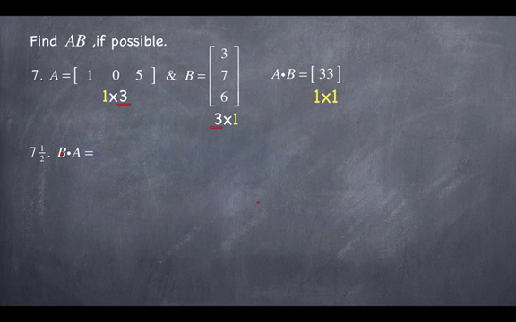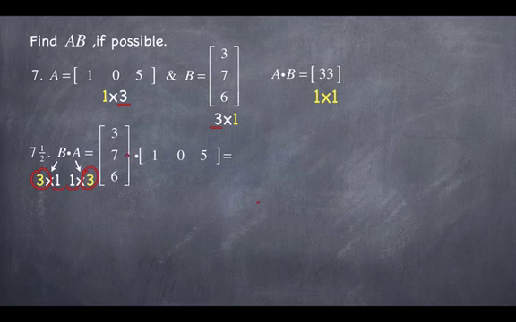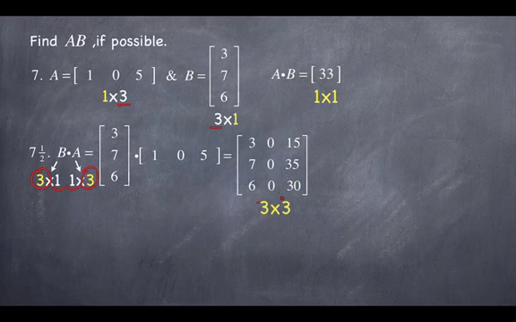Now I'm going to compute B times A. And notice that the order of B is 3 times 1, the order of A is 1 times 3. Since these numbers match, I can take the product. What is going to be the order? 3 by 3. So once I take the product, this is my answer.